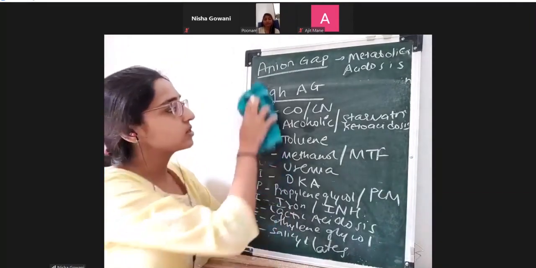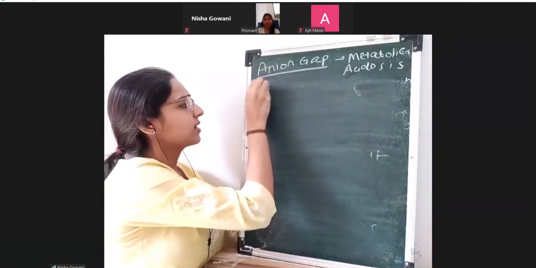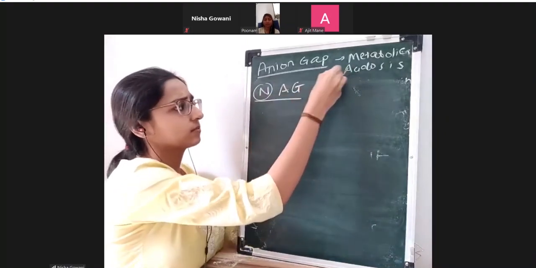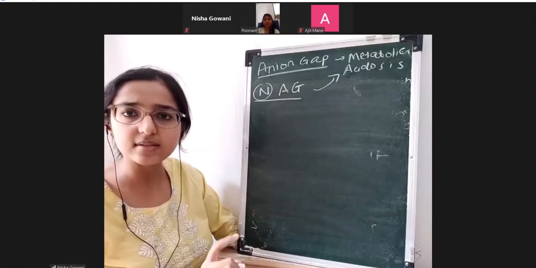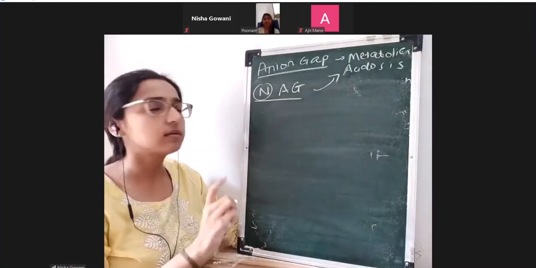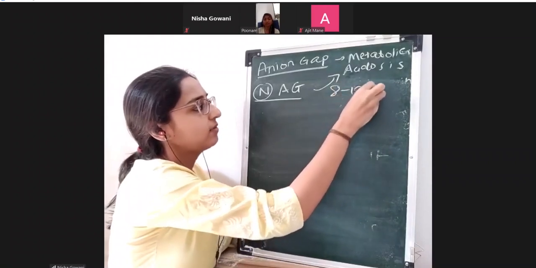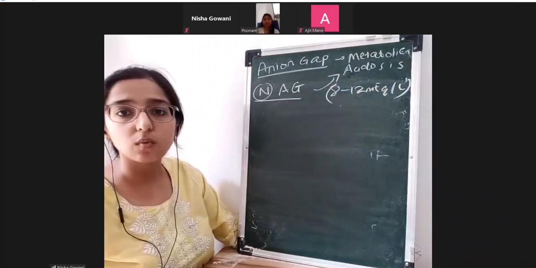Now, what is normal anion gap? Okay. So there is something known as normal anion gap. Metabolic acidosis is there. pH is less than 7.35. And the anion gap is normal. Means what? It will be in the range of 8 to 12 milliequivalents only. It is not high. So when is this occurring?